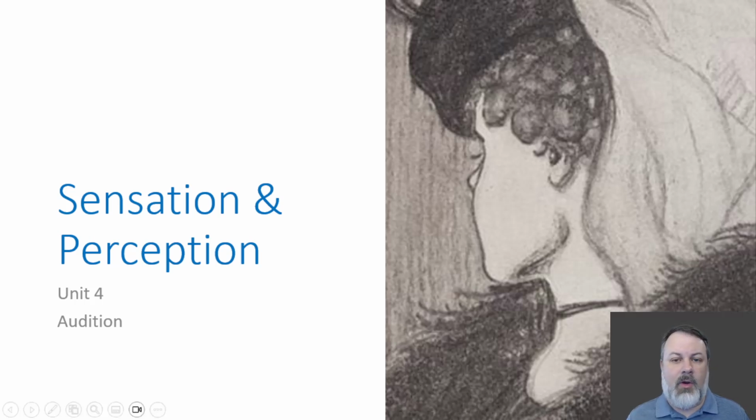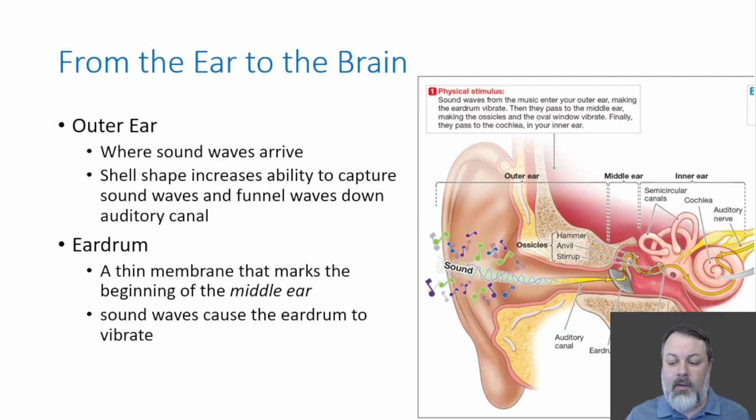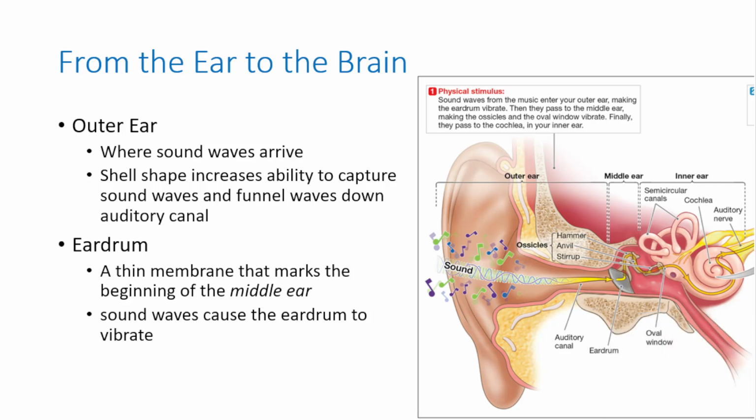In this section, we're going to talk about the sense of hearing. So, hearing starts with the ear. We have an outer ear, which is the visible part of the ear, where sound waves arrive. And so, the shape of that outer ear is specially designed to capture sound waves and funnel them down the auditory canal. As these sound waves travel down the auditory canal, they interact with an eardrum.